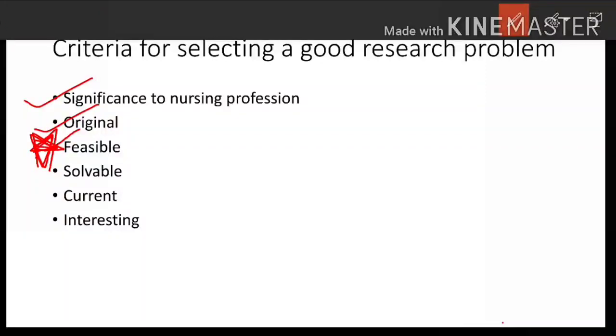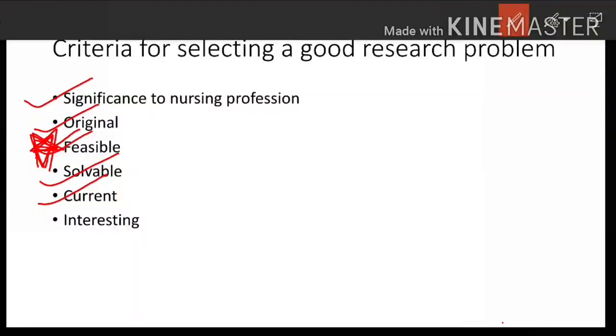Researcher's competence. A research problem can only be feasible if it is in accordance with the researcher's competence. Ethical consideration, very important. A very important topic of research cannot be considered feasible unless it is in accordance with the ethical guidelines. Okay, so I hope this feasibility is clear to you. Next is solvable. A problem selected is considered good only if it is solvable, so the chances of insolvability of the problem should be minimized.